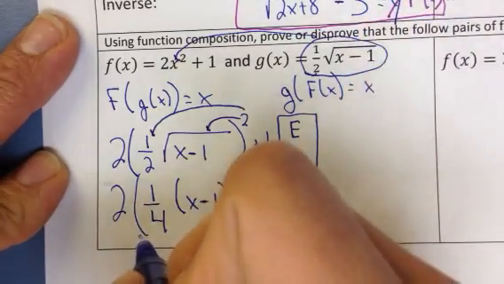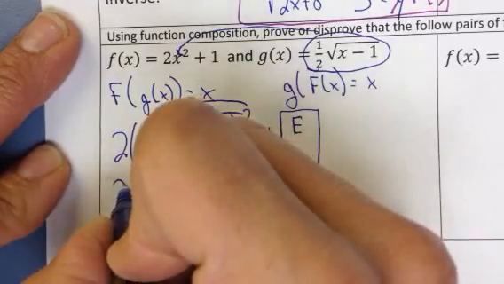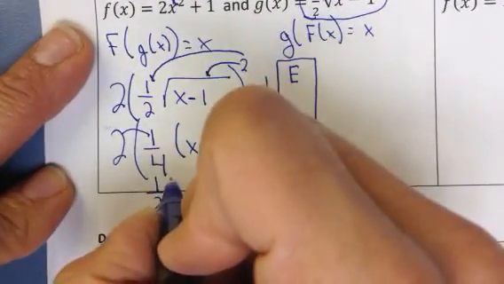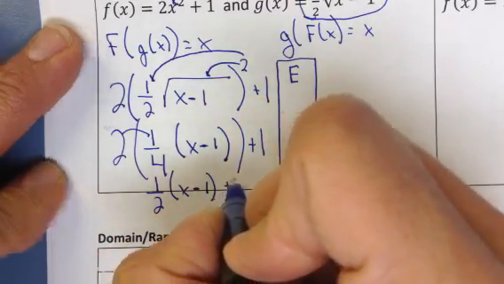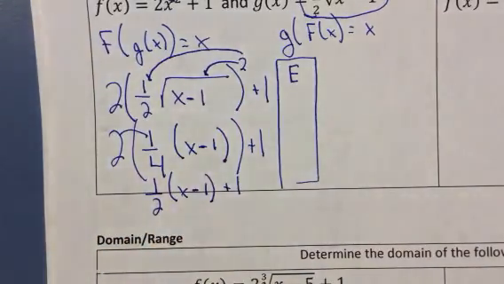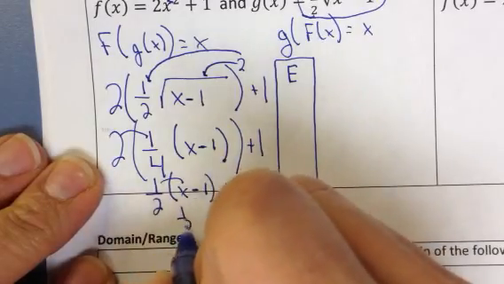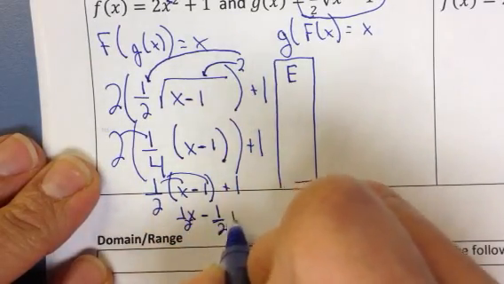And now I'm going to multiply 2 times a 4th, and I'm going to get a 1/2. And then it's a 1/2 with x minus 1 plus 1. And now I'll multiply this in and get 1/2 x minus a 1/2.